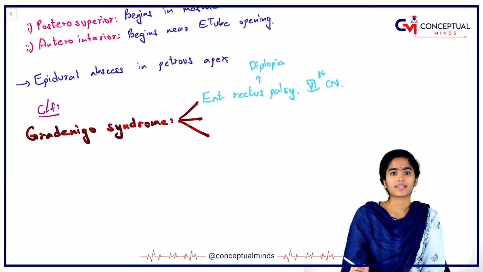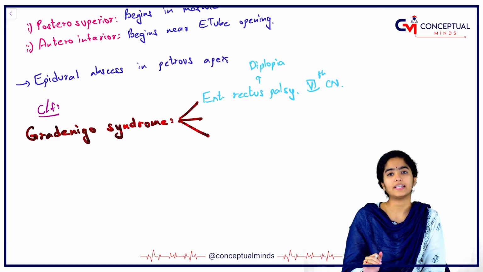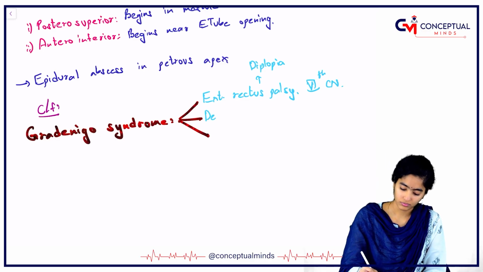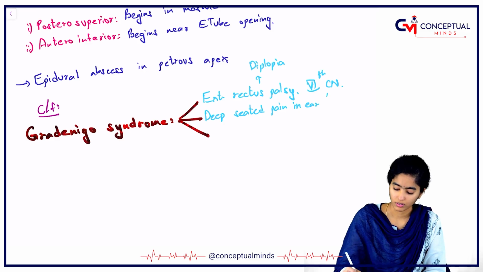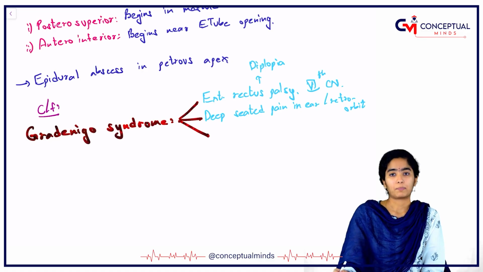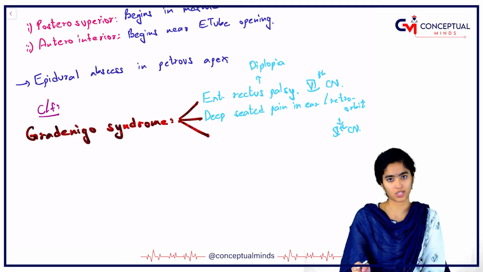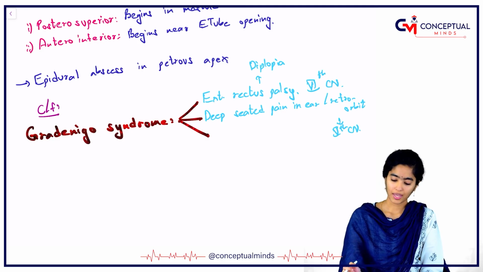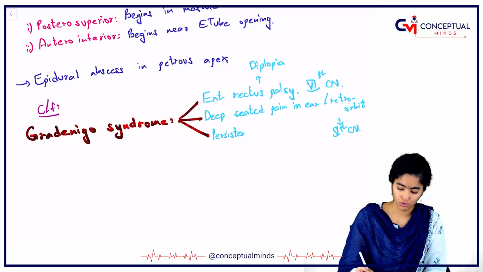The next feature is deep-seated retroorbital pain or deep-seated ear pain. Why is this occurring? Because these structures are supplied by the 5th nerve, and the 5th cranial nerve, when involved in this infective process, will lead to this presentation. And the third part of the triad is persistent ear discharge.